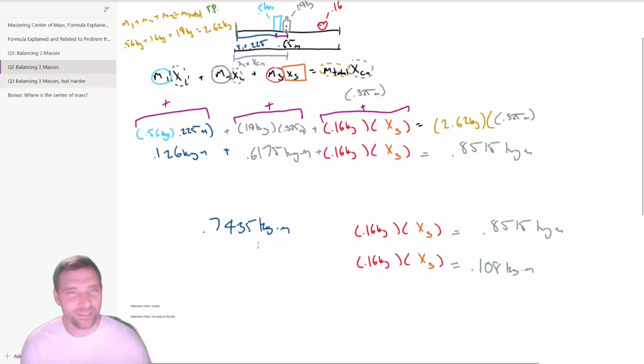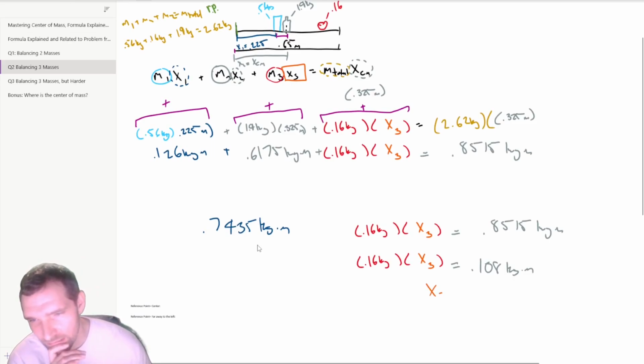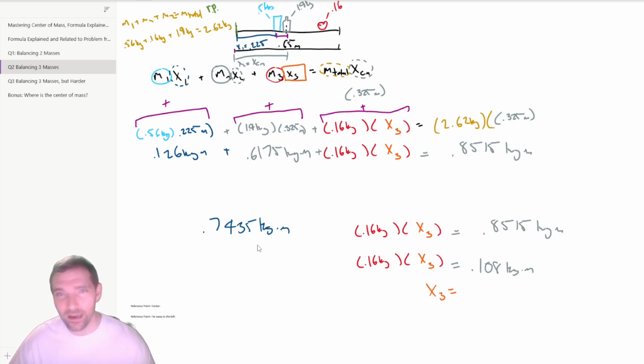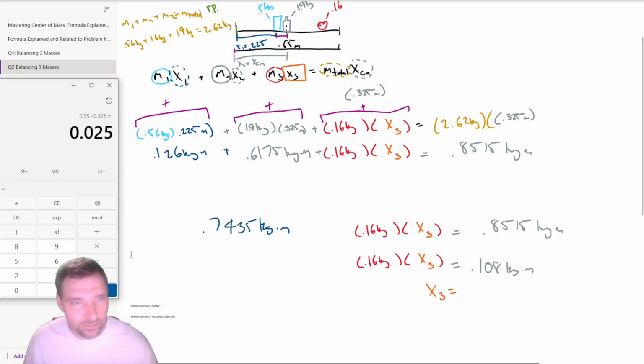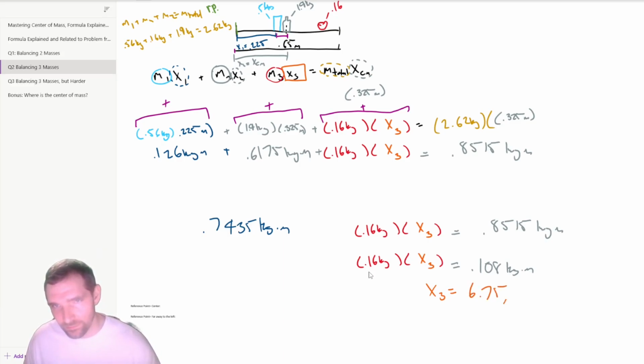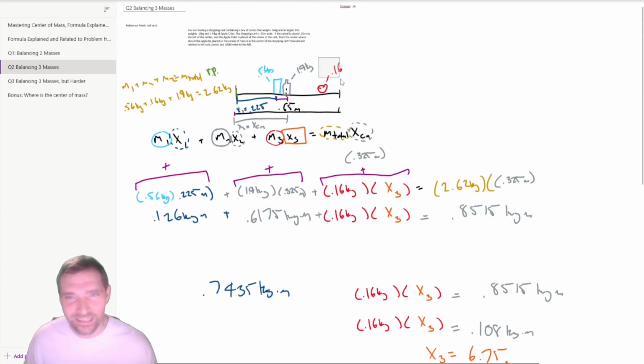Interestingly enough, it appears that X3 is going to be not in the cart. So we can't actually balance this problem as is. We would need to bring that cereal box closer in, but we are getting a value here of, sorry, I was just double checking from the other reference point. We got 1.08 divided by the 0.16. So we get 6.75 meters, which means this apple is actually outside of the shopping cart. It's kind of like out here a little bit.